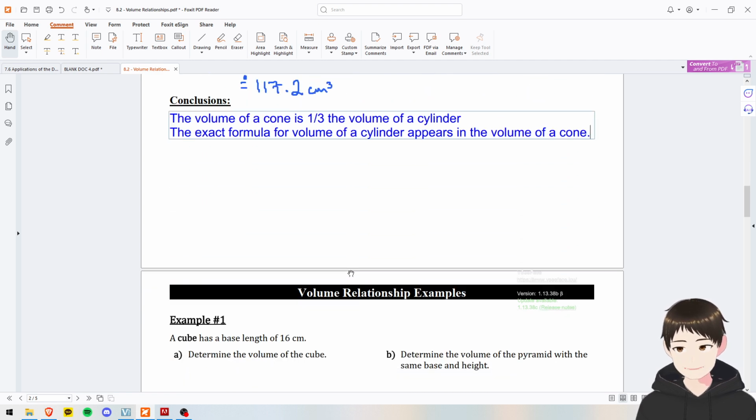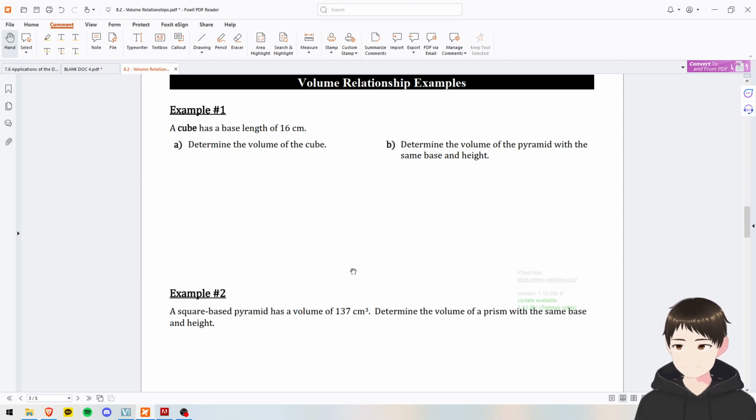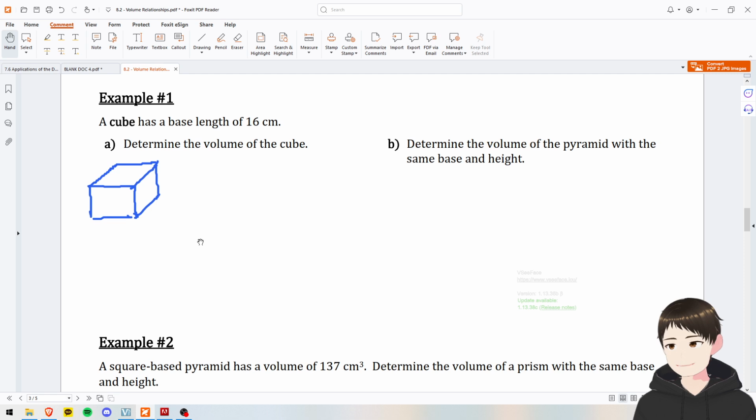So let's try some word questions in an attempt to try and make things tricky. A cube, very important. A cube has a base length of 16. That reveals a lot. I have a cube of equal distance. If the base length is 16, then that means this is 16, that's 16, and that is 16. Determine the volume of the cube. Well, the volume of a cube, I know you memorize it as s cubed, s times s times s, but again, I'm going to force you to think about it as the area of the face times how long it is.